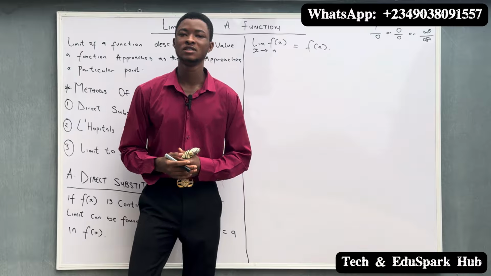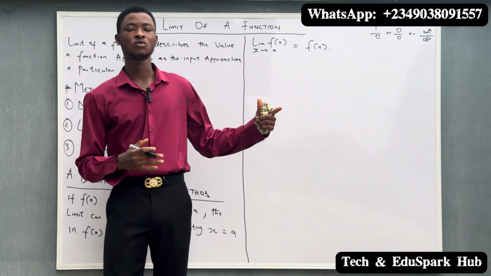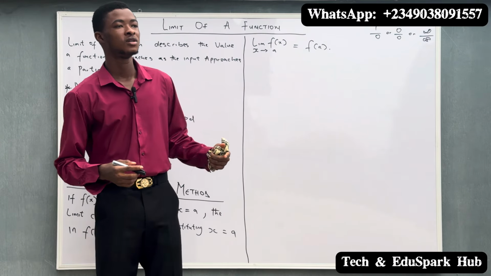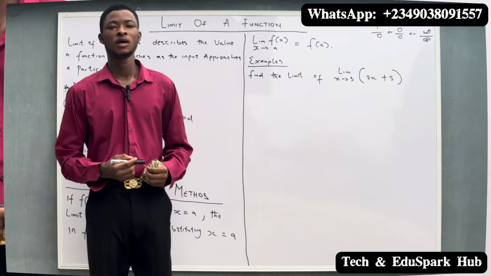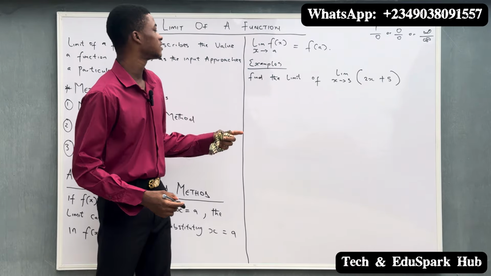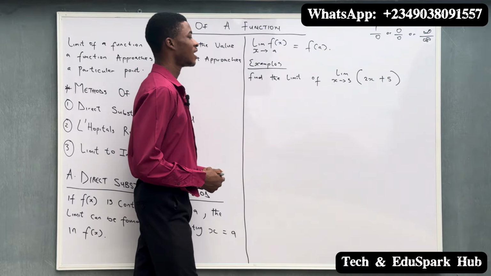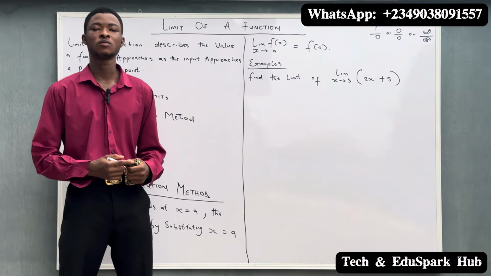So this is when you can use the direct substitution method. You just have to use the method when you don't have something like your denominator being equal to 0. That is when you can use the direct substitution method. So let's look at examples and see how this direct substitution works. The first example says: find the limit as x tends to 3 of 2x plus 5. So how do we solve this question using the direct substitution method?